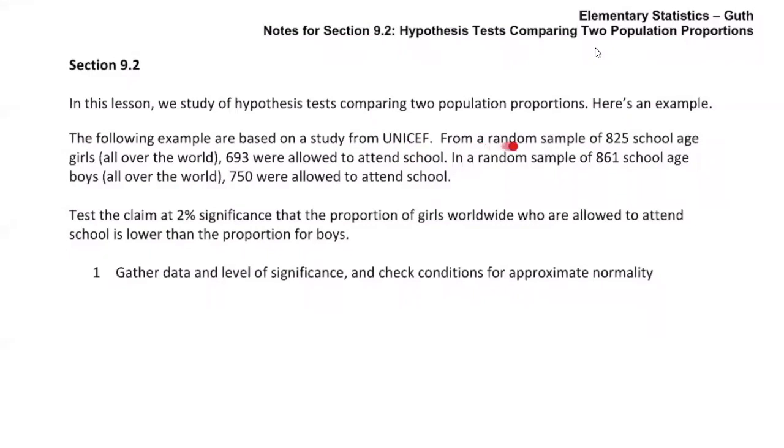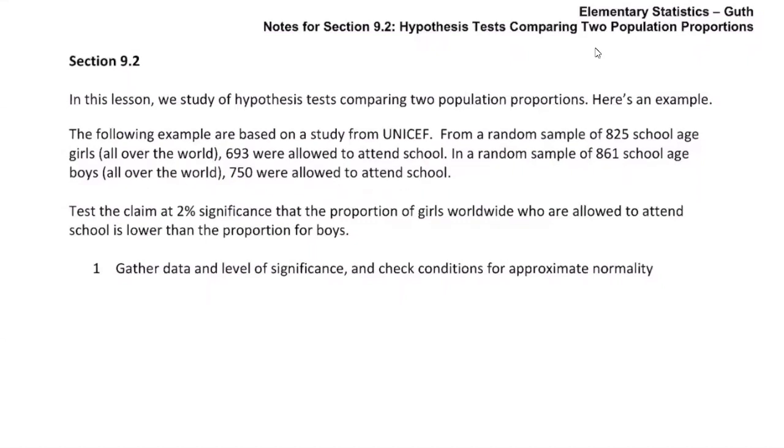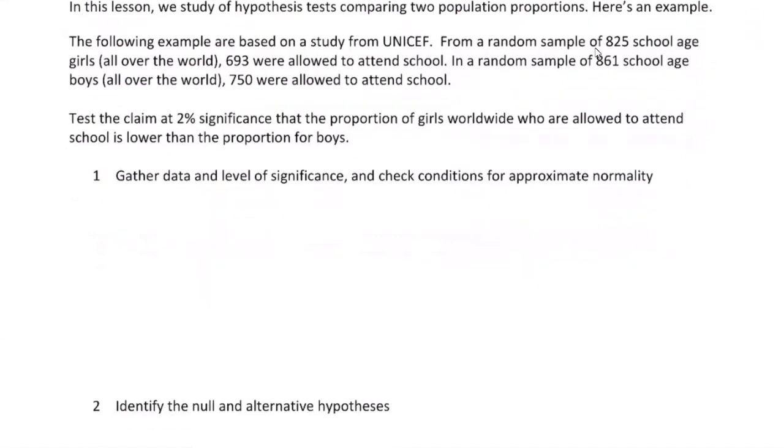It says from a random sample of 825 school-age girls all over the world, 693 are allowed to attend school. In a random sample of 861 school-age boys from all over the world, 750 were allowed to attend school. And it says to test the claim at 2% significance that the proportion of girls worldwide who are allowed to attend school is lower than the proportion for boys. Okay.